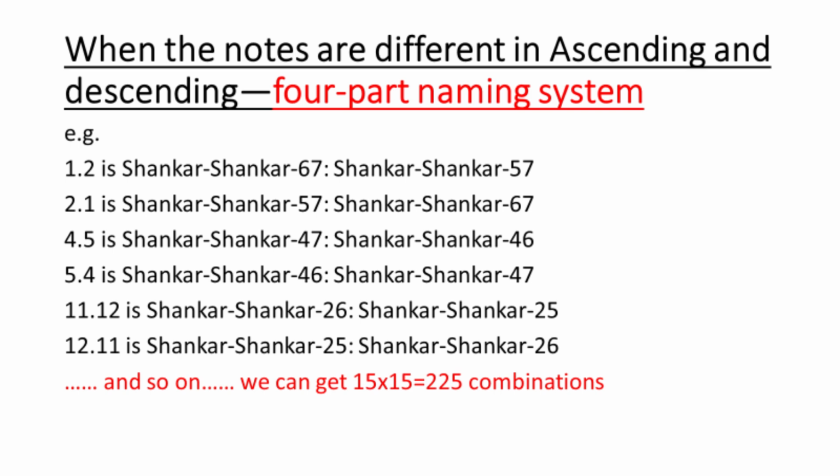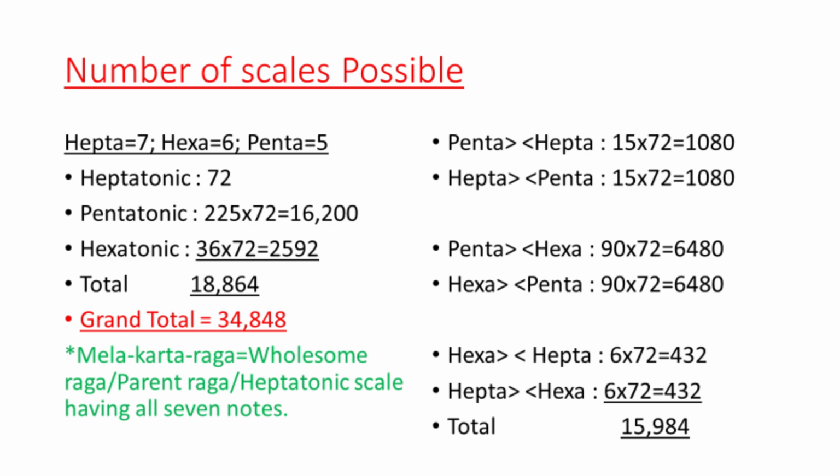Like that, if we do ascending and descending notes different for all 15, we get by the formula of permutation combination 15 into 15, 225 different scales in just Shankar Shankar itself. And if we do the same procedure with all 72 heptatonic scales, that is Sampurna Ragas, we will get 225 into 72 different scales, which is 16,200 different scales, that is pentatonic scales.